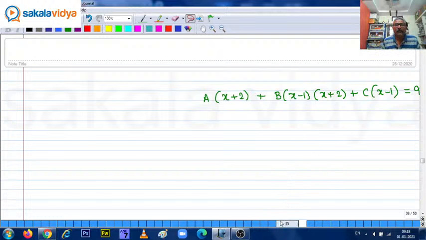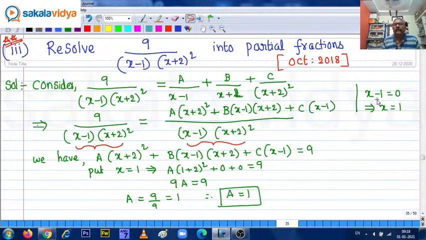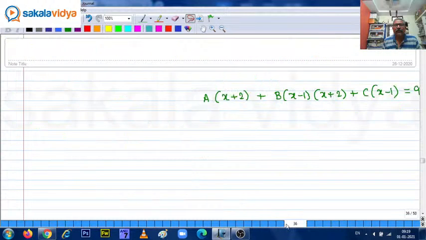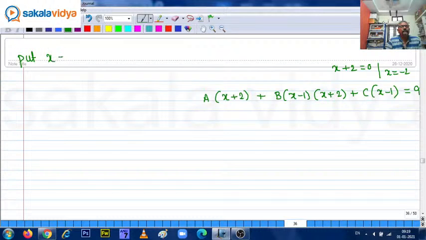Now x minus 1 is equated to 0. This time x plus 2 is equated to 0. Equate x plus 2 equals 0. X plus 2 equal to 0 means x is equal to negative 2. So now put x equal to negative 2.